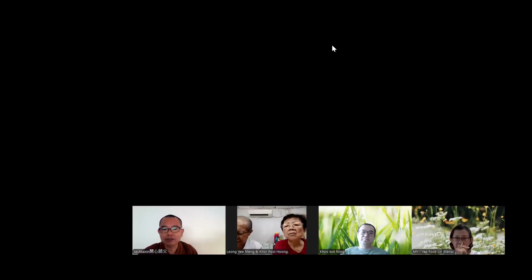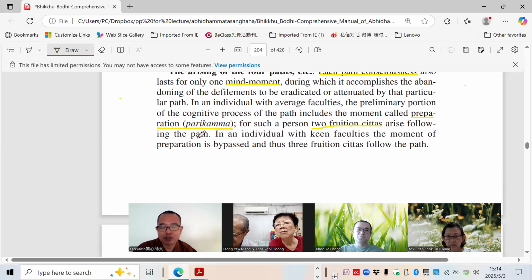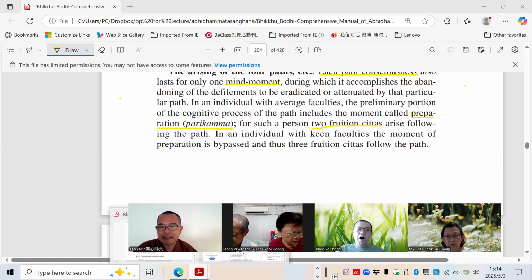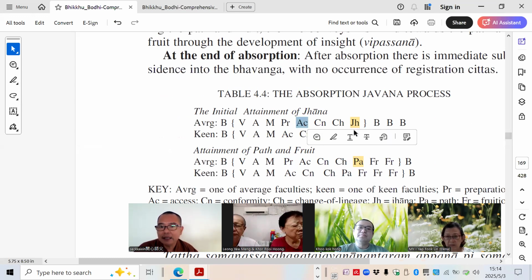Then next, let's take a look. Now you see here, each path consciousness only has one moment, which is good enough already. Then we call it the preparation, including the parikamma. What does that mean? Class, you can go back to the diagram. You see, now this is the diagram. What is parikamma? It is PR here. Class, take a look. PR is the parikamma, the preparation. AC is the access. PR is the parikamma. Parikamma means the preparation.